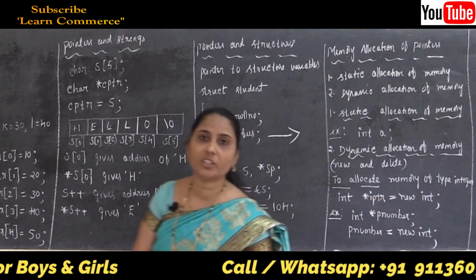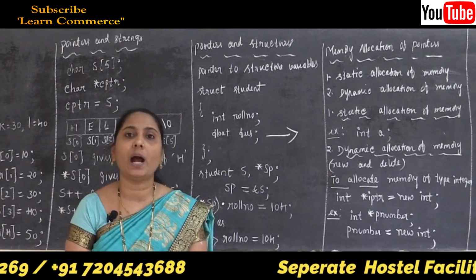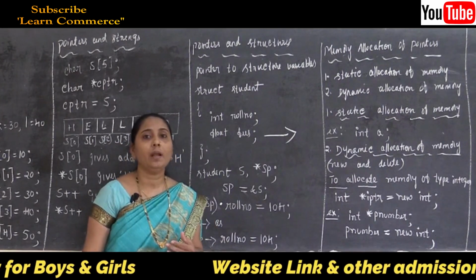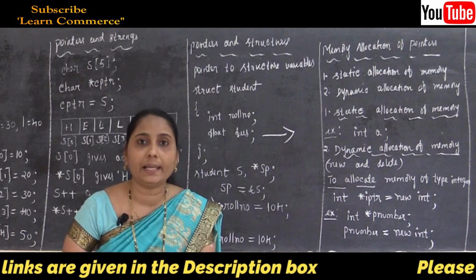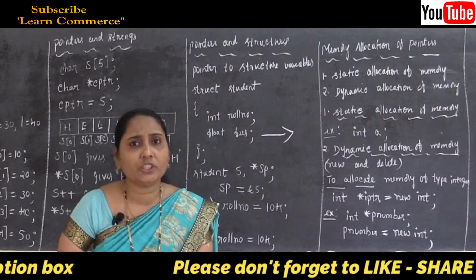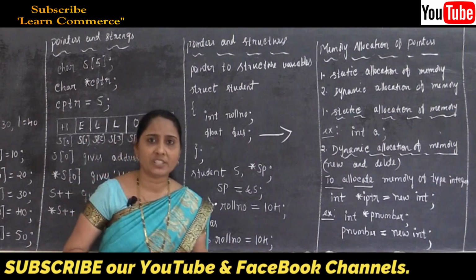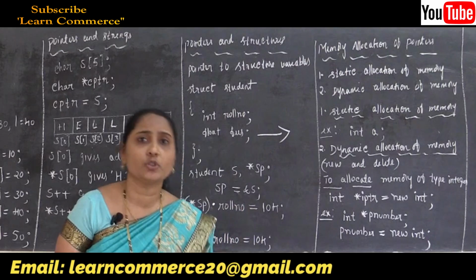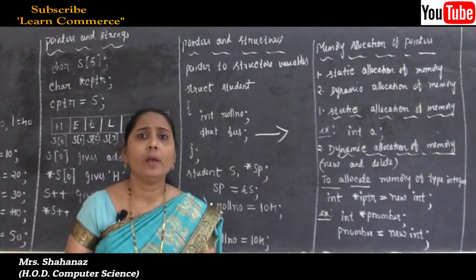Because in memory allocation of pointers, the two important types of allocation are static and dynamic. Before going into the allocation of memory for pointers, that is static and dynamic, let's see some explanation about memory allocation. Our compiler is software, and such software is used to convert from one form to another form, maybe English form to the computer form.